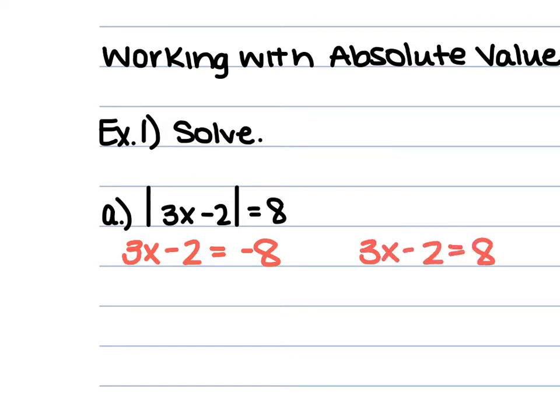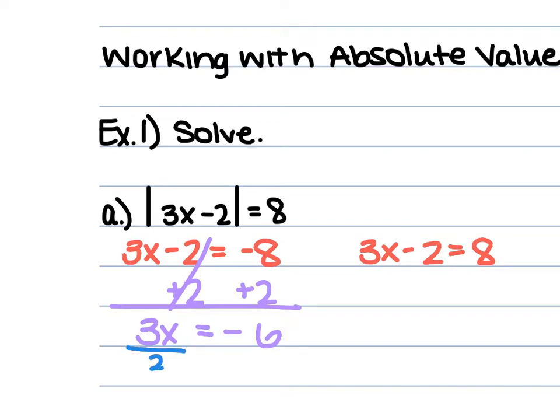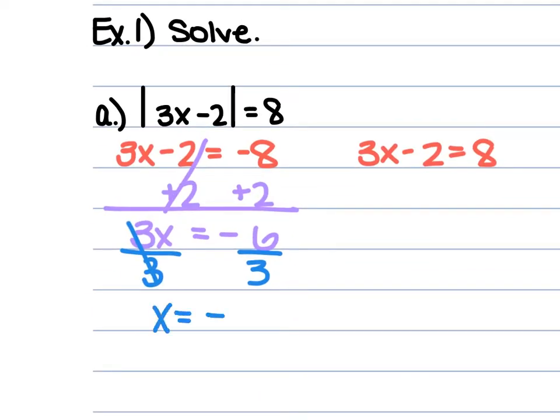From here, you want to work with one of these separately. So you're working with two separate equations now to get two separate answers. So with the 2, you're going to add it over to the other side to get 3x is equal to negative 6. From here, divide each side by that 3, and you get that x is equal to negative 2 for one of the solutions.